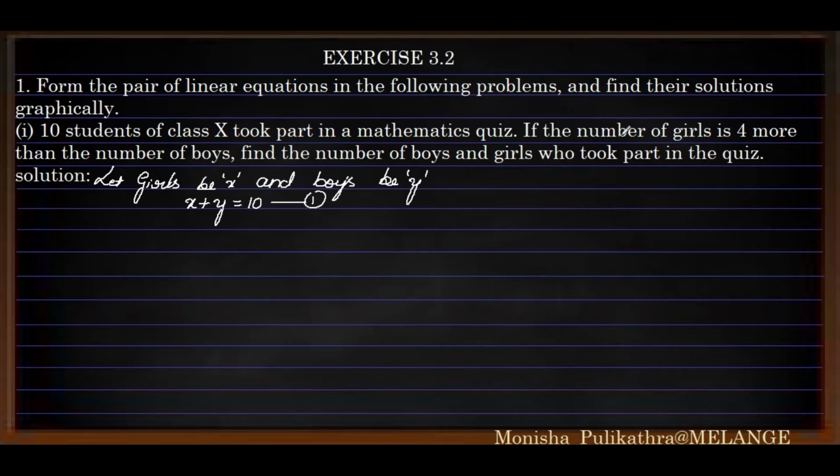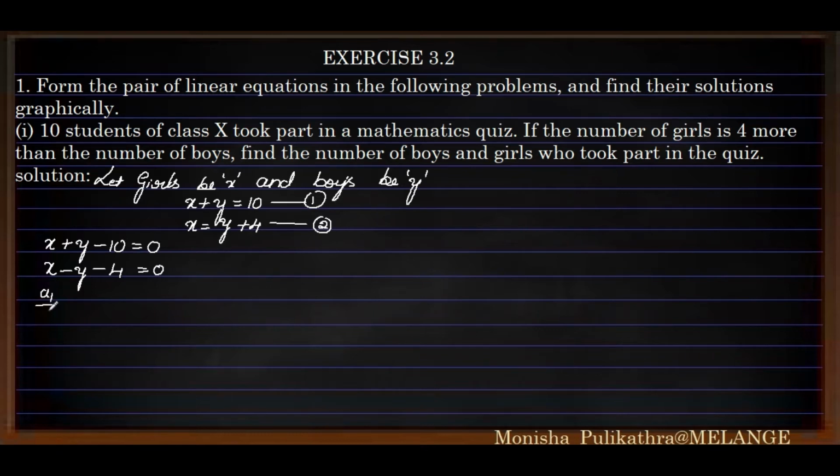Next, the number of girls, which is signified by X, is 4 more than the number of boys. So more means addition symbol. The total number of students is 10 and the number of girls is 4 more than the number of boys. These are the 2 equations. First we need to find out whether the lines are intersecting, coincident or parallel. So we have to find out the ratios A1 by A2, B1 by B2 and C1 by C2. The first equation is X plus Y minus 10 is equal to 0, because I will be shifting it to this side, and the next one, I will be shifting the whole part to the left hand side, so X minus Y minus 4 is equal to 0.